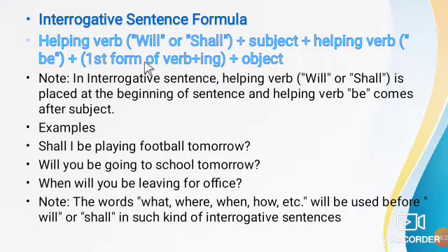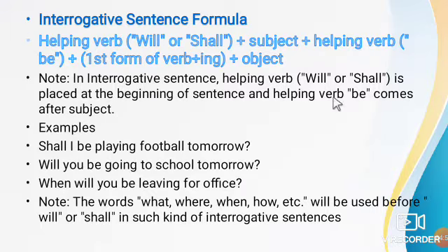Whenever we make interrogative sentences, whether negative interrogative or positive interrogative, we just put the helping verb at the beginning, then we use the subject, then the helping verb be, first form of verb plus ing plus object. Will and shall come first and the helping verb be comes after the subject.